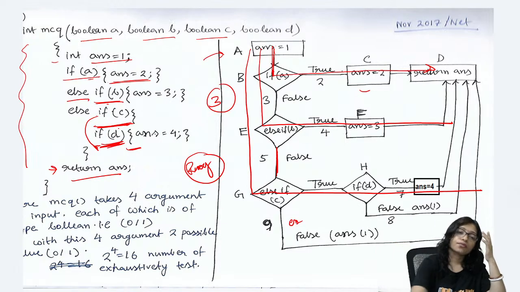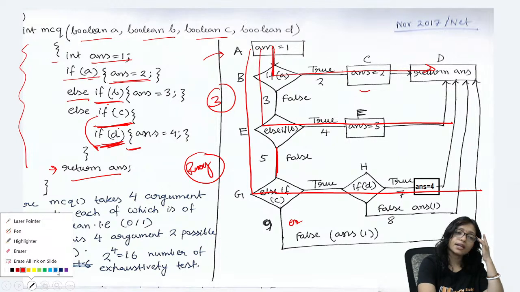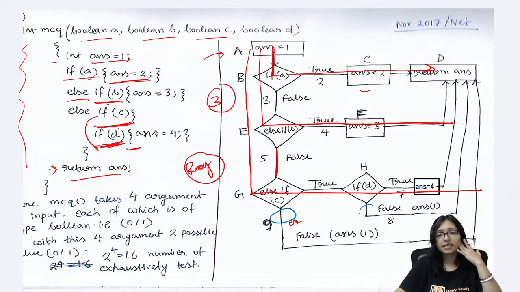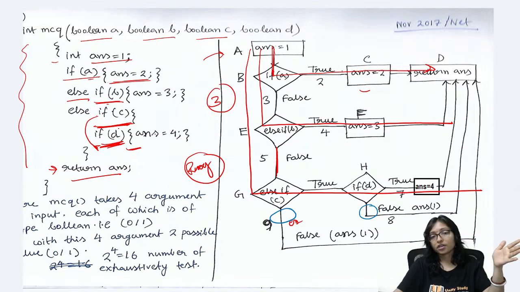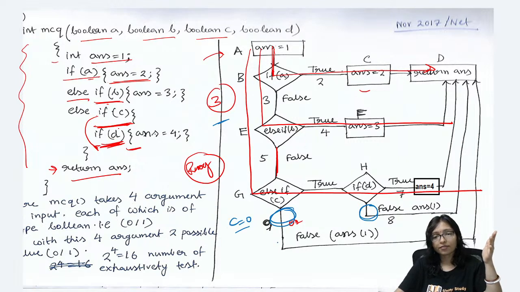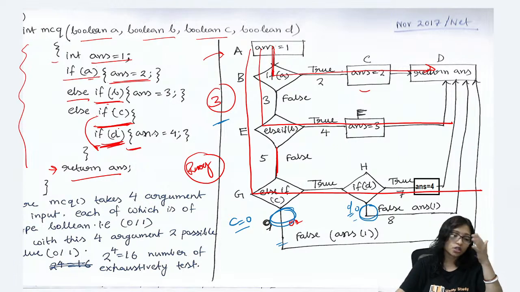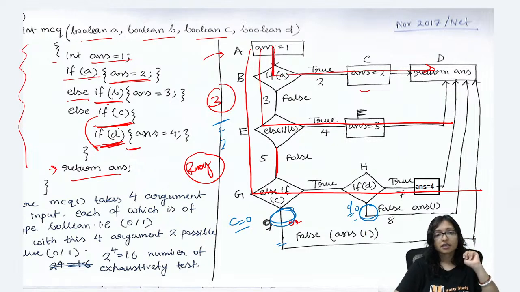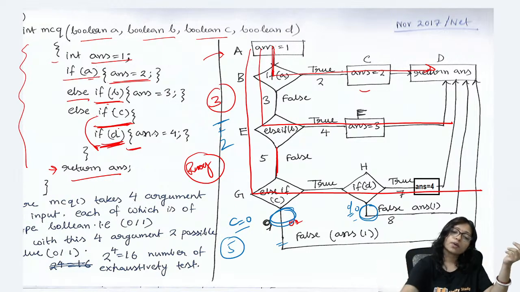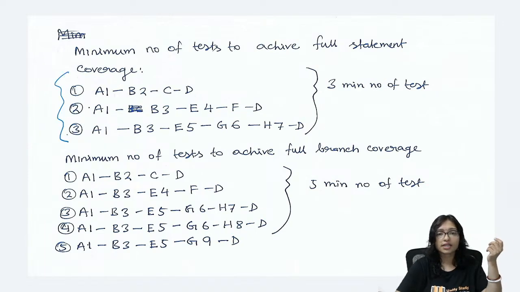What will be the branch coverage? These 2 branches are remaining, you can see. This branch is remaining and this branch is remaining till now. With these 3 test cases, you are not covering this else part and this else part. When C will be 0, that is false, you have to take care. When D will be 0, you also need to take care, right? So for that you need 2 more test cases. That's why you need 5 test cases here to cover all the branches. So your statement coverage is 3 minimum test cases, and to go through all of these, branch coverage is 5 minimum test cases.